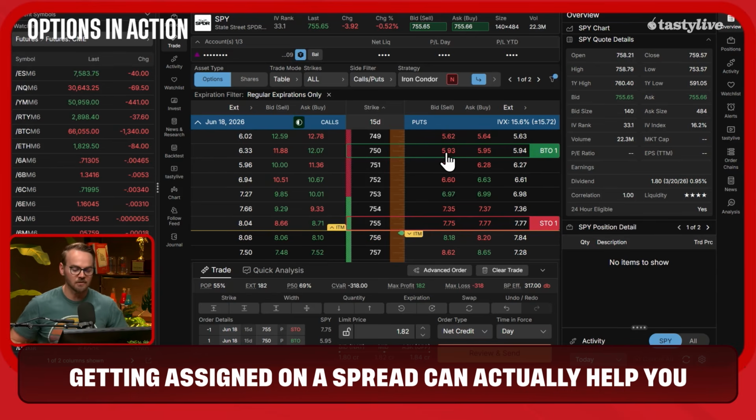So even if I have a short put spread and I'm assigned 100 shares of stock in SPY, if I can hold that buying power, that's the big caveat.